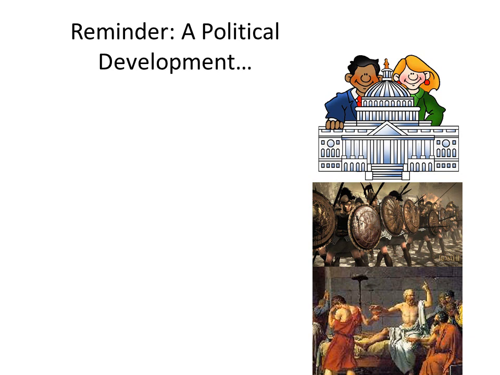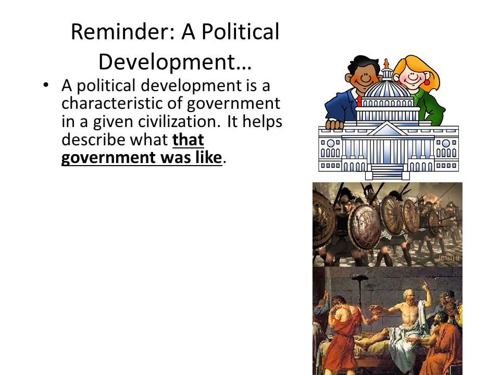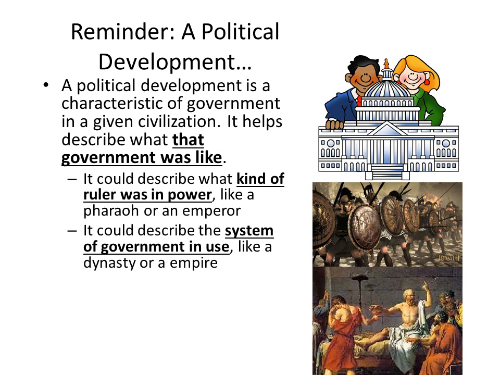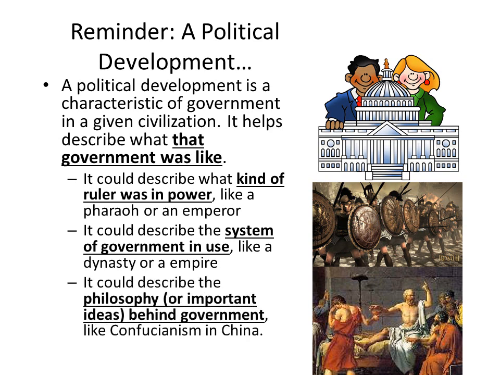Just a reminder about political developments. What do we mean? Well, political development is a characteristic of government in a given civilization. It helps describe what that government was like. We could be talking about rulers, pharaohs, emperors, kings, queens, etc. We could be describing the system of government in use, like a dynasty or an empire. We could describe philosophy, important ideas behind a government, such as Confucianism in China, or, as you'll see, the philosophy behind classical Greek democracy.